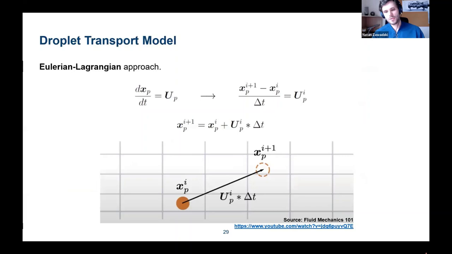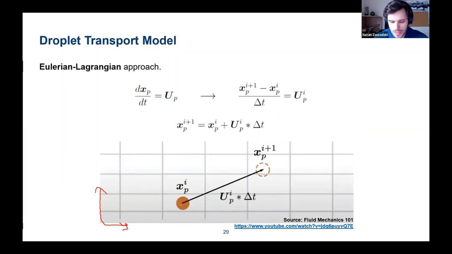So before I show you a few results, just a quick glimpse at the theory. I have just a very few slides on the theory. I was a bit reluctant to show you theory at all, but I think it's crucial to understand how the analysis works. So the fluid itself, the continuous field, the airflow, is solved in a Eulerian frame of reference. So basically an absolute frame of reference.